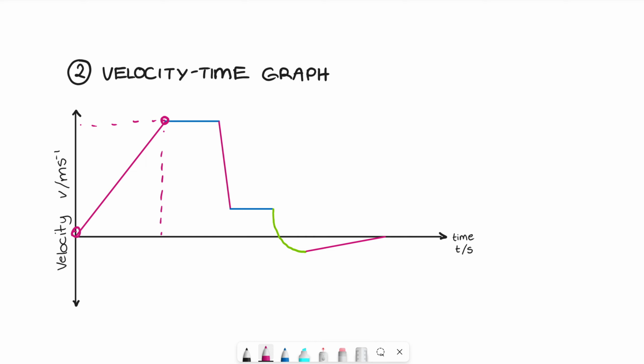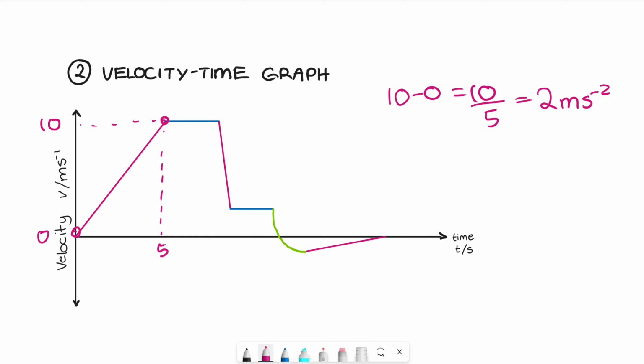And if we calculate the gradient of this line, we're going to do rise over run. So let me just decide some values. This is obviously 0. Let's make this 5 seconds. And let's make this 10. If you calculate the change in velocity, it's 10 minus 0, which is just 10. And divide that by time, and that'll be 2. So our change in velocity over time is acceleration. So that's 2 meters per second squared.